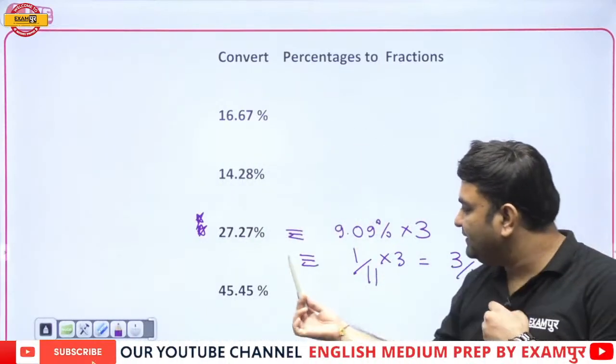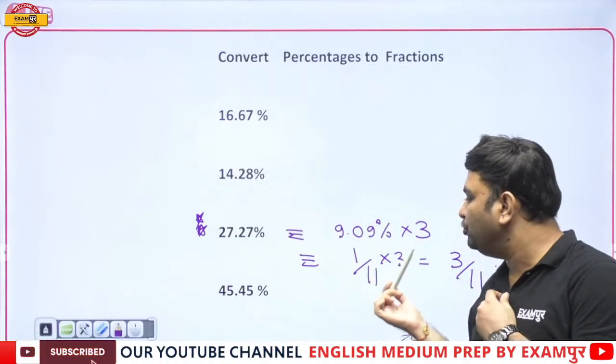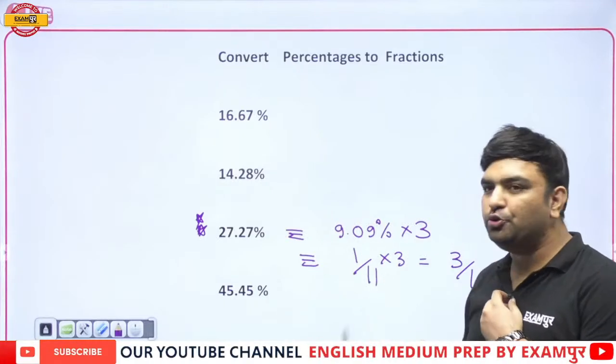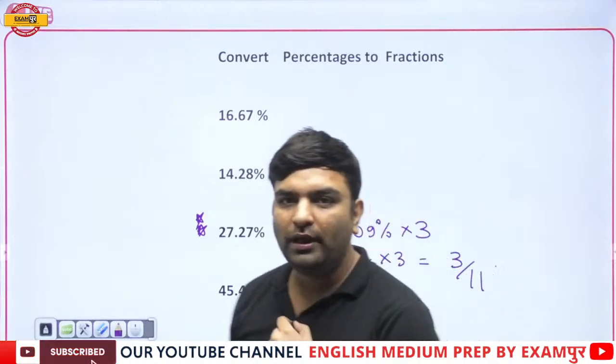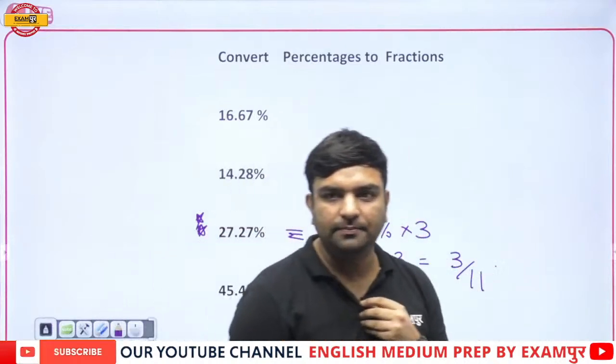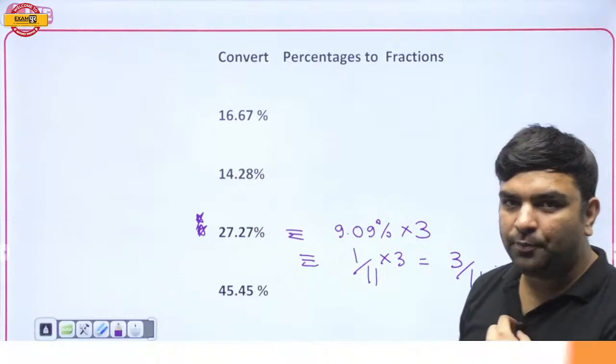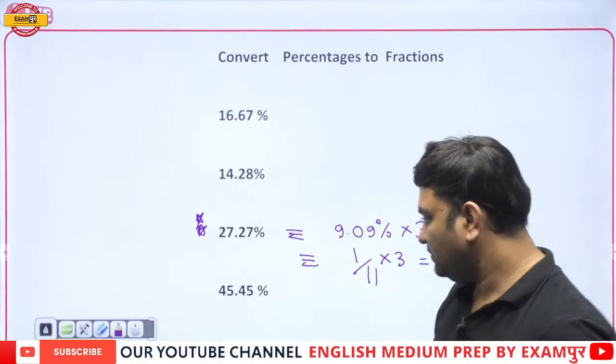You need to identify that this is 9.09 into 3. So 1 by 11 into 3 is 3 by 11. If you do like this, guys, problems will become easy.